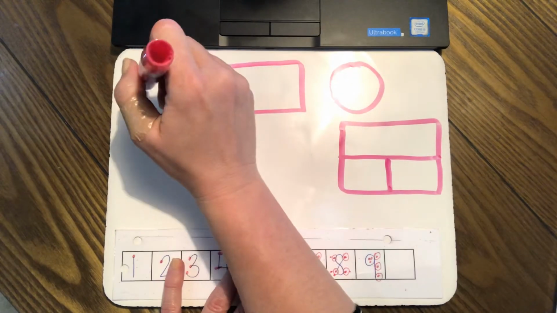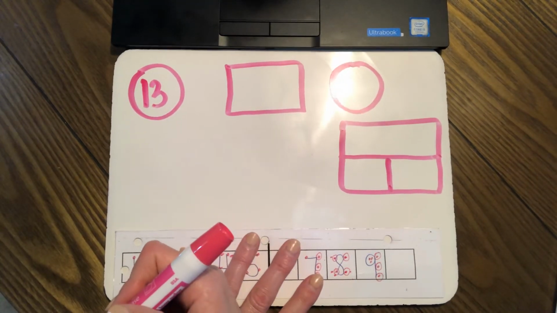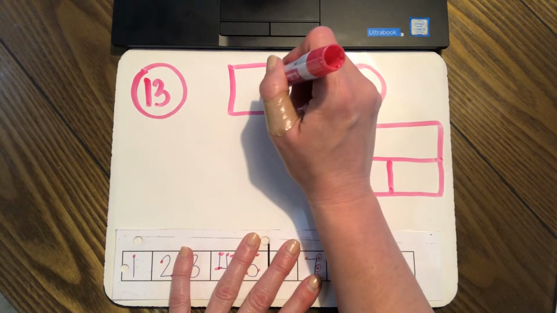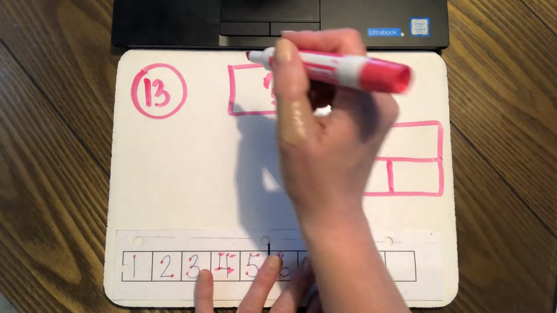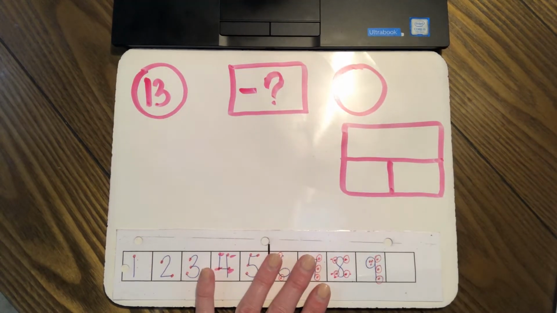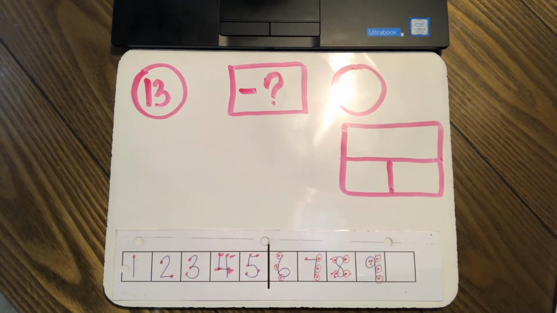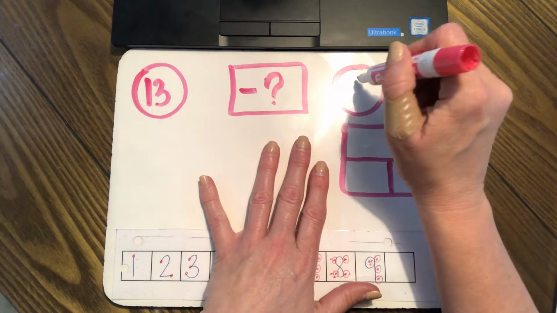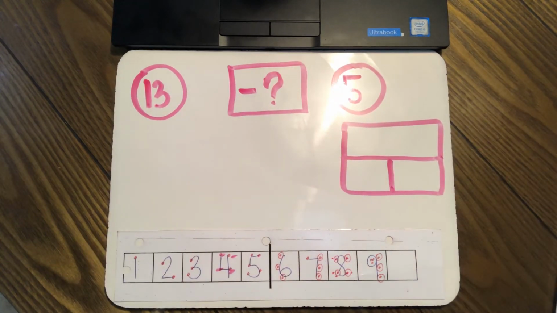In the beginning of the story, Sarah had 13 lollipops. She shared some lollipops with a friend. Now, it doesn't say how many she shared, but we know that she shared some. And we know that when I share some of what I've got, then I don't have as many as I have. So that's definitely a take from change. Now she's only got 5 lollipops left.